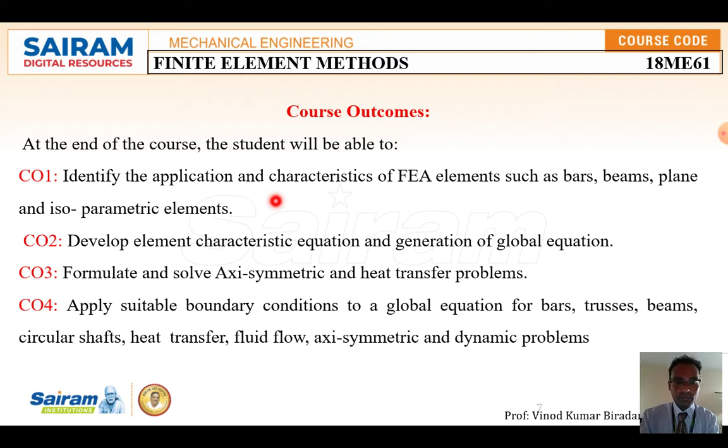Now the second one, CO, nothing but course outcome 2, is to develop the element characteristic equation and the global stiffness matrix. Here you are able to solve numerical problems, or find the global stiffness matrix of different materials. The third one is to formulate and solve axisymmetric and heat transfer problems. So you are able to solve numerical problems on axisymmetric and heat transfer problems. If you read the question first, you are able to solve the problems.